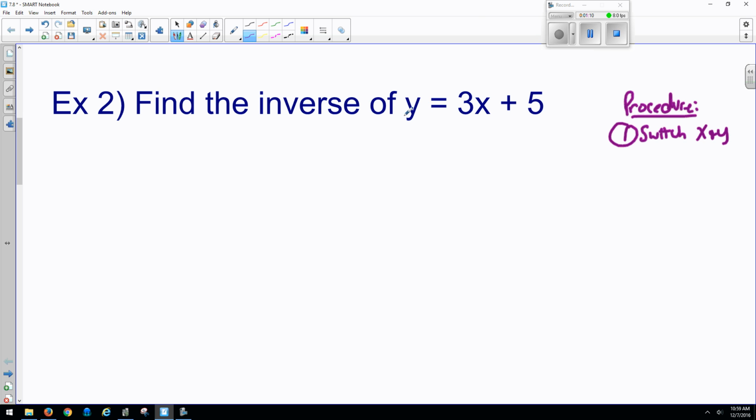Literally, I'm just putting the x where the y is and the y where the x is. So I'm going to have x equals 3 times y plus 5. Then I'm going to solve for y.